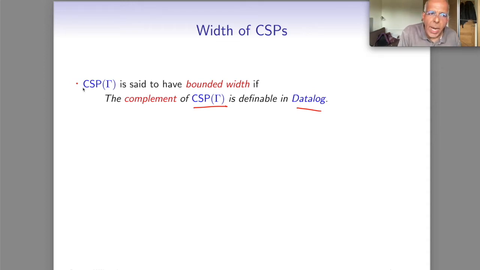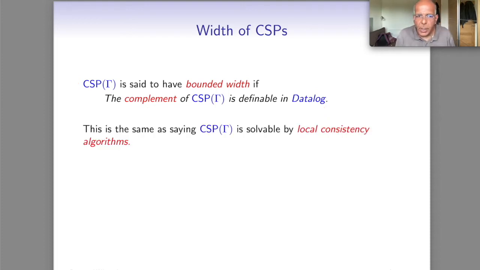Now, the way we've defined CSP gamma, the complement of a constraint satisfaction problem is naturally closed under homomorphisms, right? Because if you have a structure in the complement, it means it doesn't map homomorphically to gamma. So anything to which it does map homomorphically cannot itself map to gamma. Okay. So the complement of a CSP gamma is closed under homomorphisms, and it makes sense to ask, is it definable in Datalog or not? If it is, we say that it is bounded width.